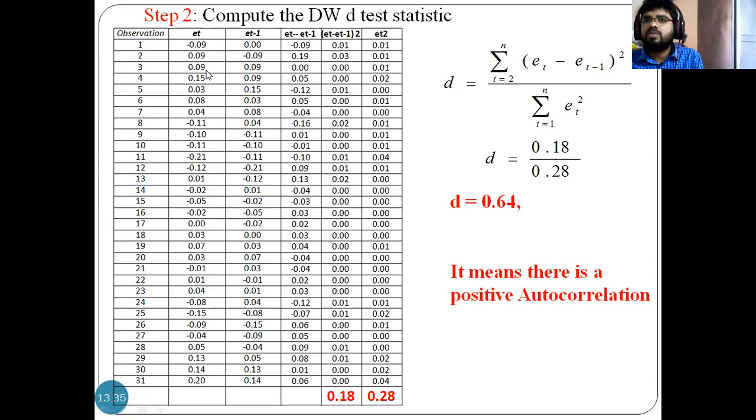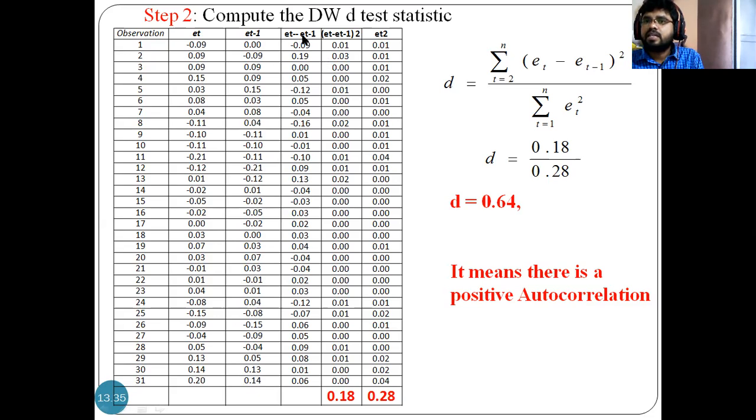So see, this is 0.09, its previous year this one. 0.15, its previous year this one. So 0.3, its previous is 0.15. Like that we can take it. For example, if you take this last one, the 31st observation, 0.20, what is its previous ET-1? This one, 0.14. At the last, we cannot consider the next one because we don't have the 32nd observation value.